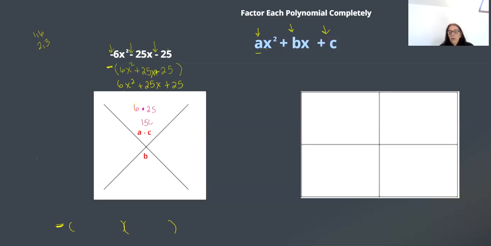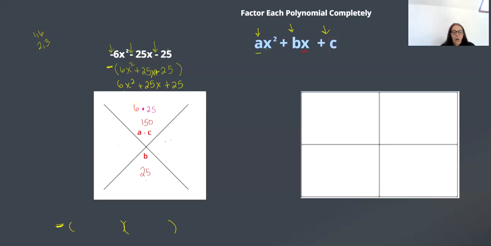All right. Now, b is the coefficient for the x term. So we got a positive 25 in front of the x, so b is 25. So I've got 150 and 25. What are we going to do with those? Well, we are going to ask ourselves what multiplies to 150 and adds to 25. Just like we did with the other problems, we're just doing it in a little bit of a different form so we can see it better.